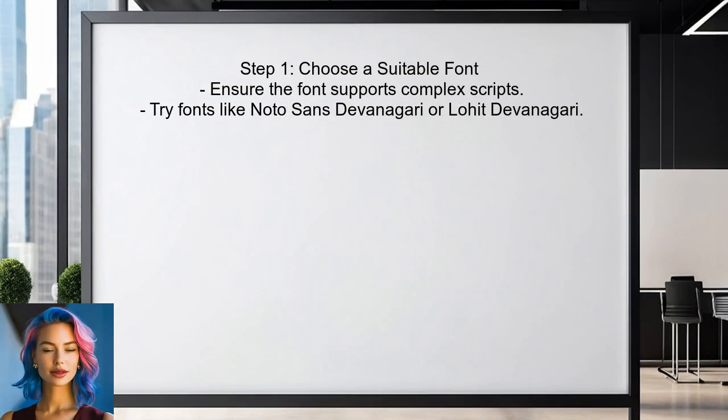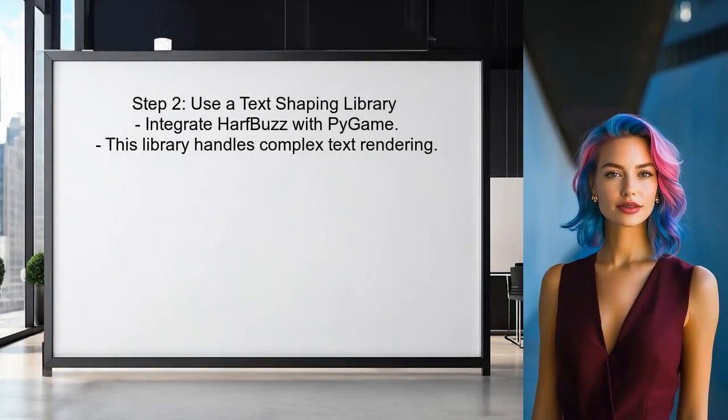To address the rendering issue in PyGame, the user should first ensure that they are using a font that supports complex scripts. The user mentioned using the Free Sans font, which is a good choice. However, they may want to try other fonts that are specifically designed for Devanagari script. Next, the user should consider using a library that handles text shaping for complex scripts. Libraries like Harfbuzz can help with this. The user can integrate Harfbuzz with PyGame to improve text rendering.